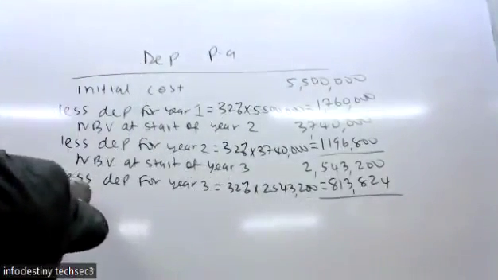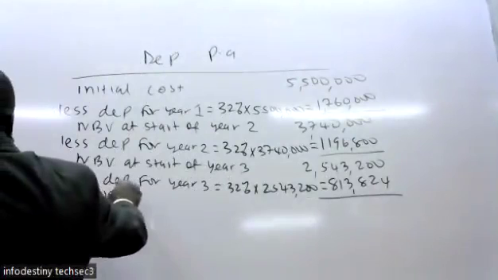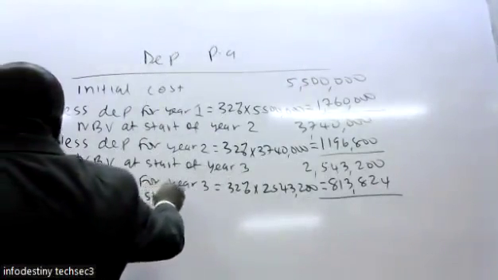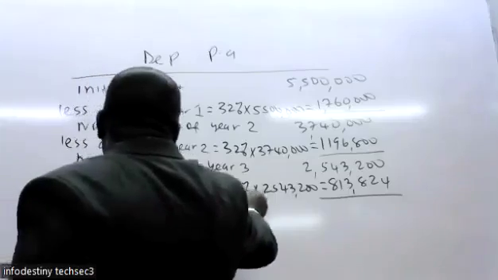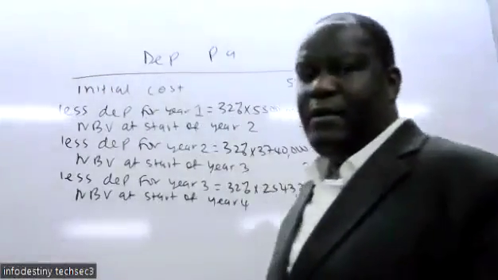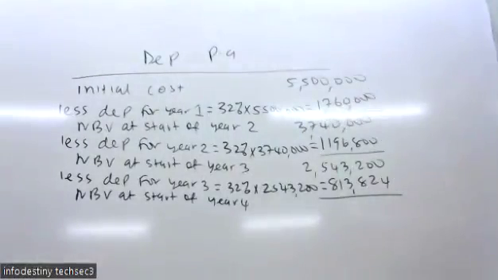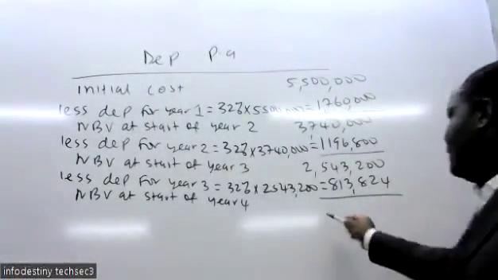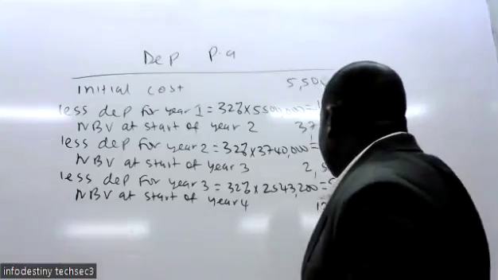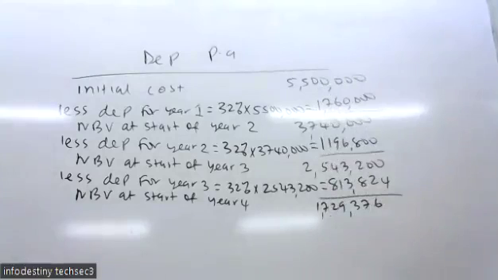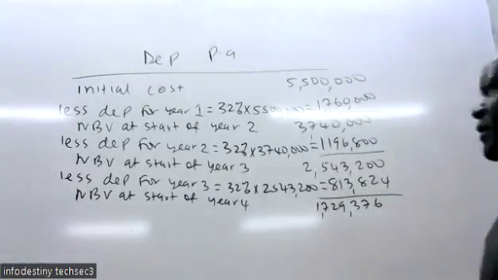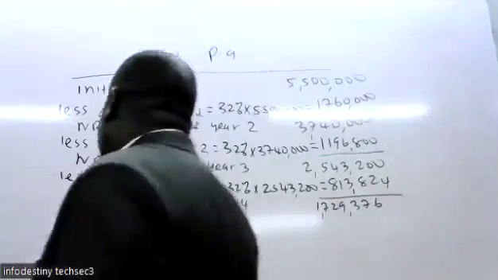Net book value at the start of year 4 is 1,729,376. Then we also less depreciation for year 4.